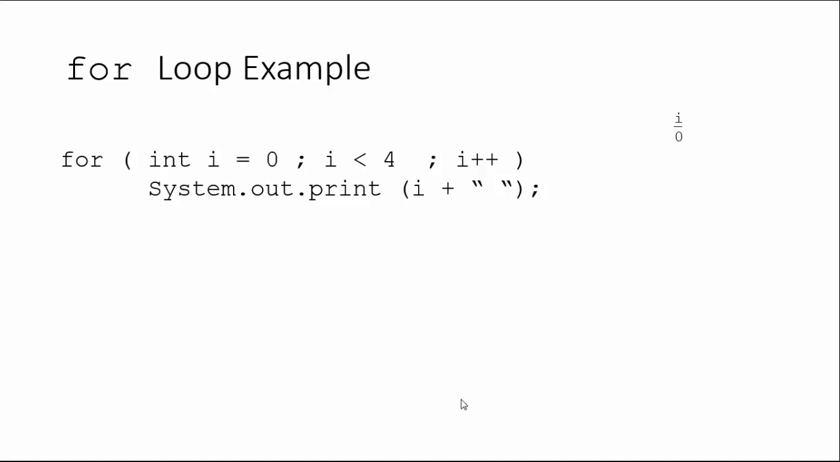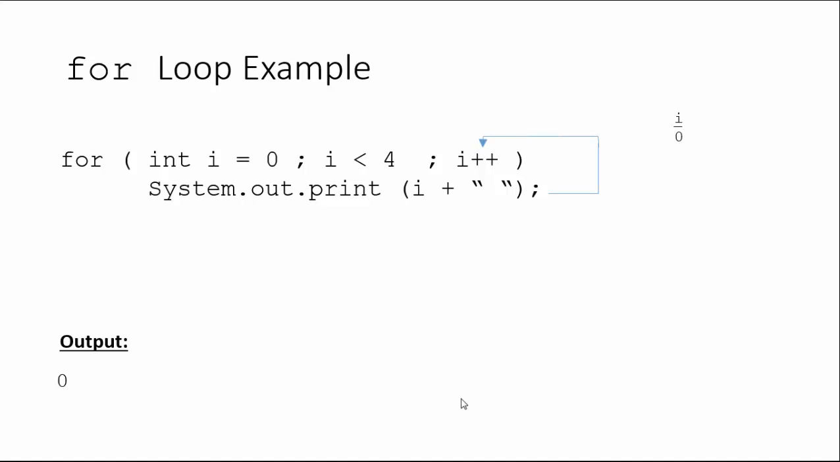I will create a counter I and initialize it to the value 0. After initialization, I will be tested. Is I less than 4? True. So flow of control hops into the loop. The contents of I will be printed, followed by a space. After all the statements in the for loop have been executed, flow of control returns up to the increment statement.